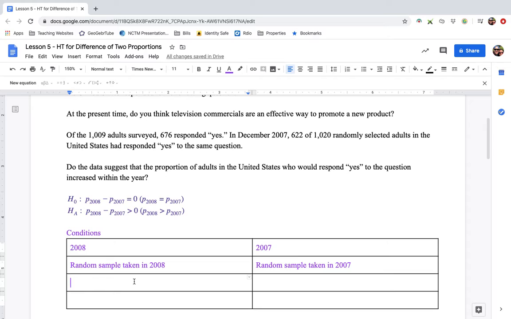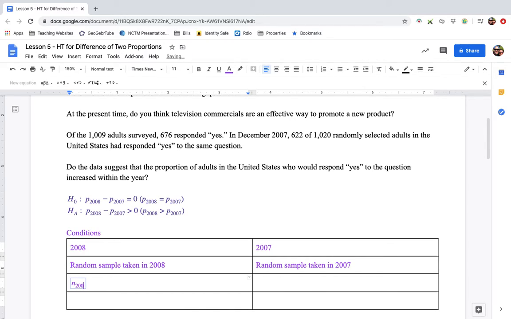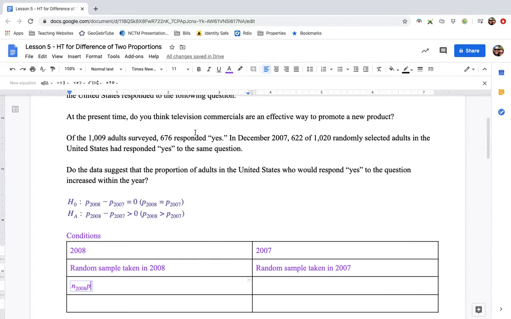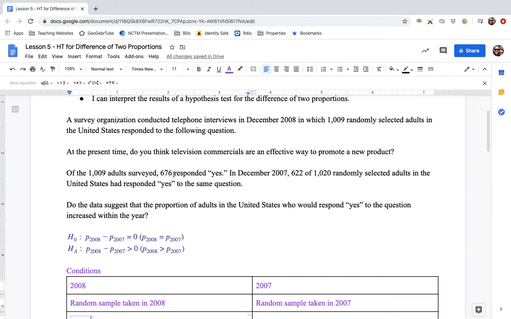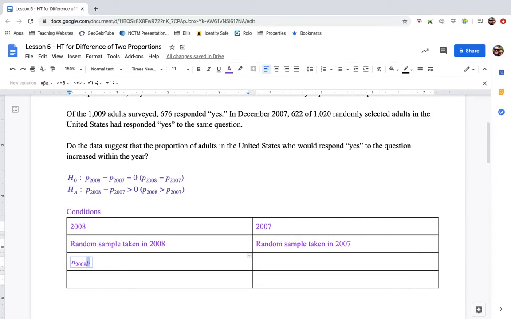Okay, normal checks. To do a normal check, we have to do n times p hat in 2008. We don't know the actual proportion in 2008, but we do know the sample proportion in 2008. We have that data right up here where it says 676 of the 1,009 adults responded. So we do know p hat, so we can use p hat to do our normal check. So n times p hat in 2008, we want to check to make sure that that is at least 10.